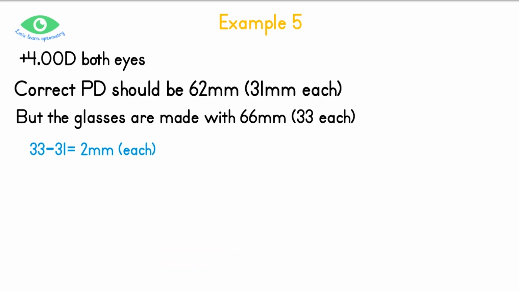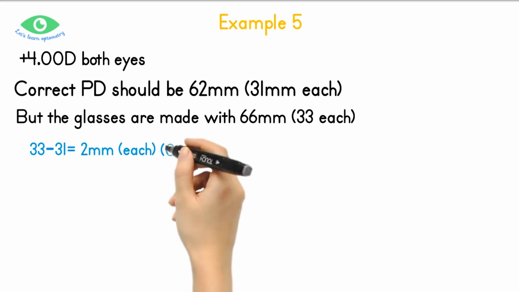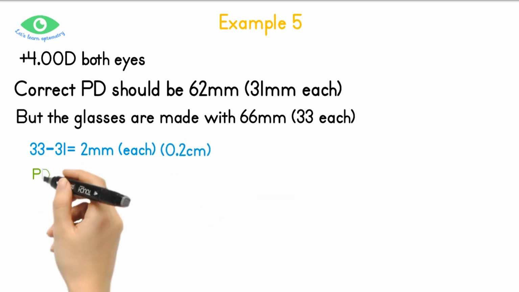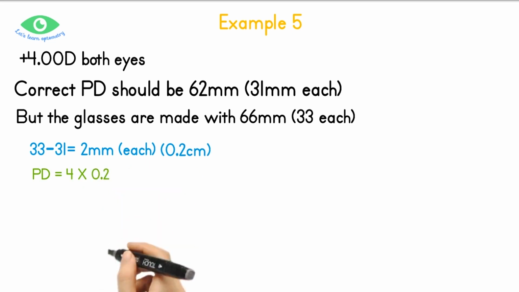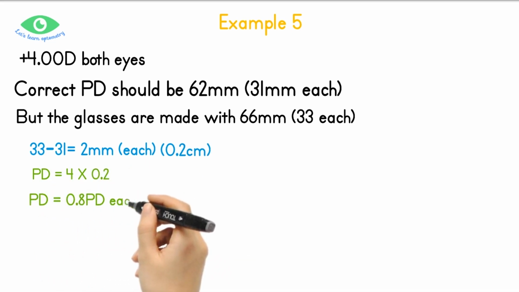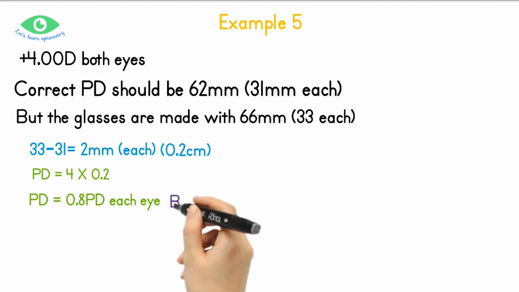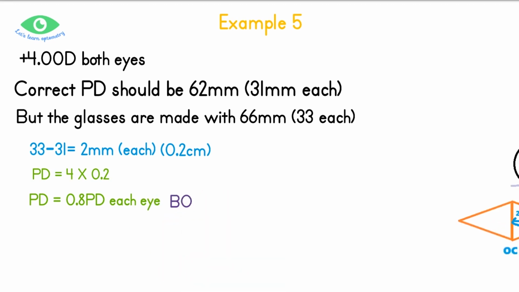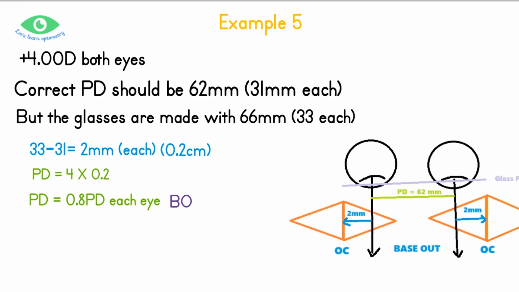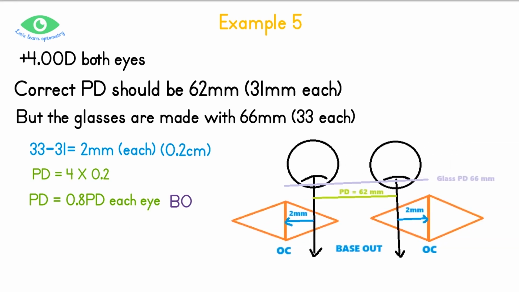Now using Prentice's rule, we can calculate how much prism this 0.2 cm error creates in each lens. Substituting in the formula we get 0.8 prism diopter in each eye. We must also identify the base direction. Since the PD in this example is wider than it should be and the power of the lens is plus, the prism is base out.